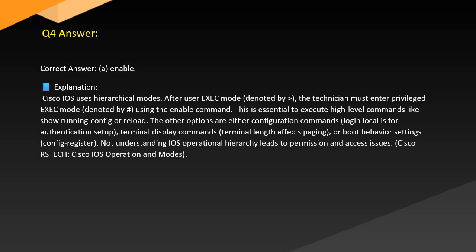Answer. Correct answer. A. Enable. Blue book explanation. Cisco IOS uses hierarchical modes. After user exec mode, denoted by the greater-than sign, the technician must enter privileged exec mode, denoted by #, using the enable command. This is essential to execute high-level commands like show running-config or reload.